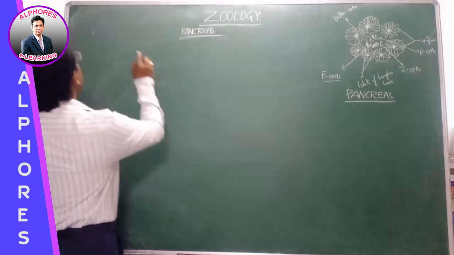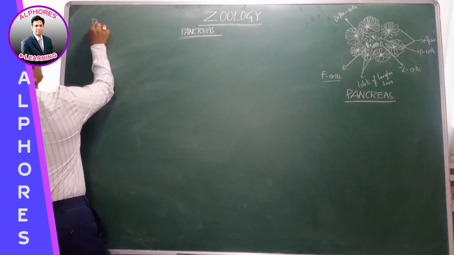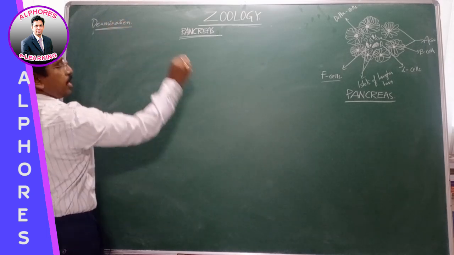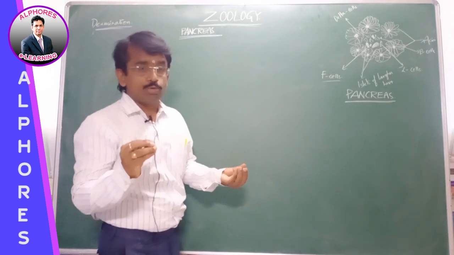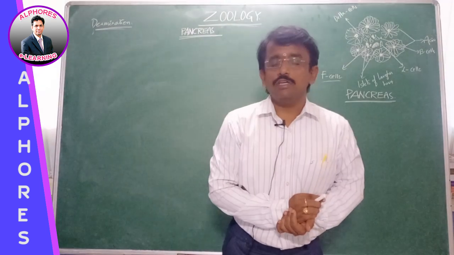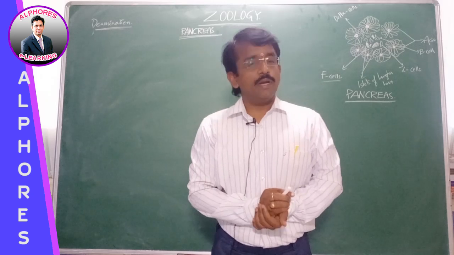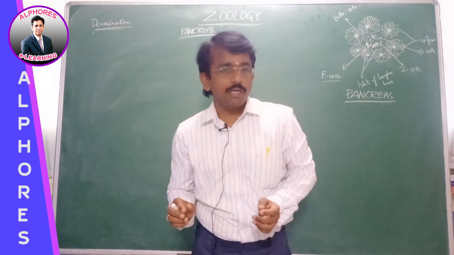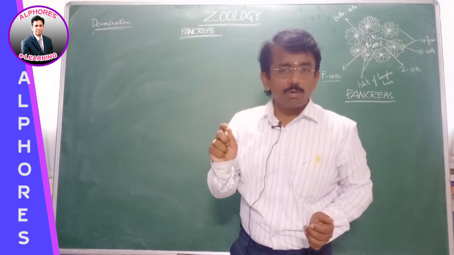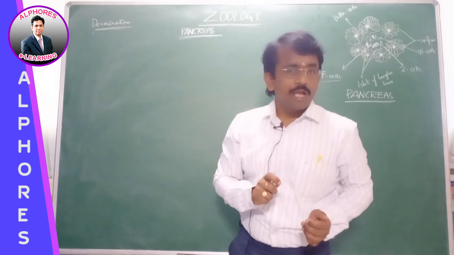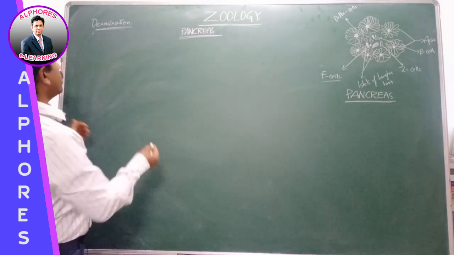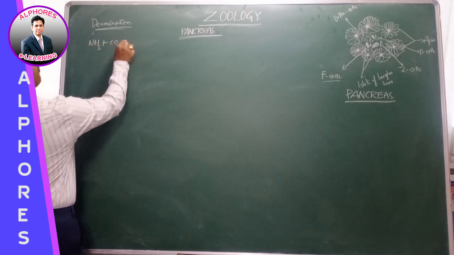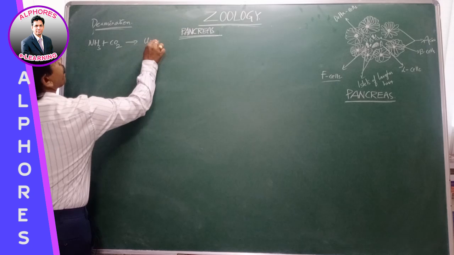First, deamination takes place. Deamination means removal of the amine from the amino acid. Basically, the amine group is detached from the proteins. Removal of the amine from the proteins is deamination. This amine is added to hydrogen and forms ammonia. When ammonia combines with carbon dioxide, it results in urea.